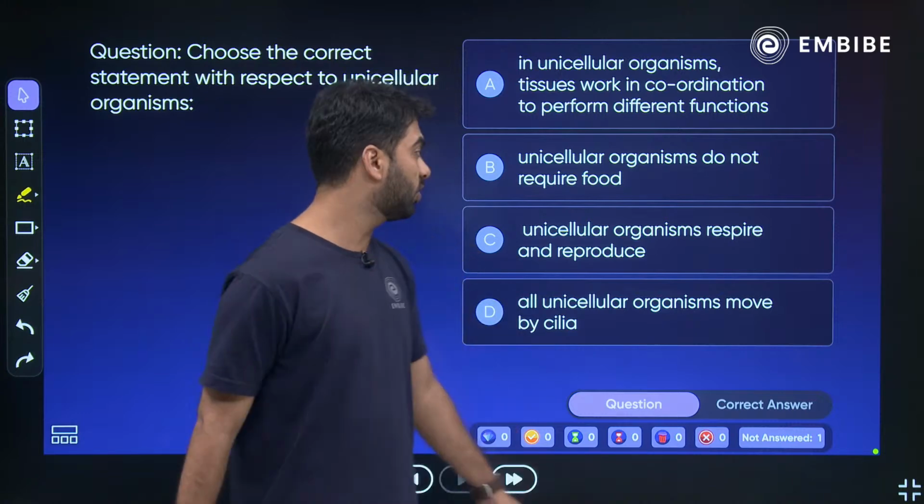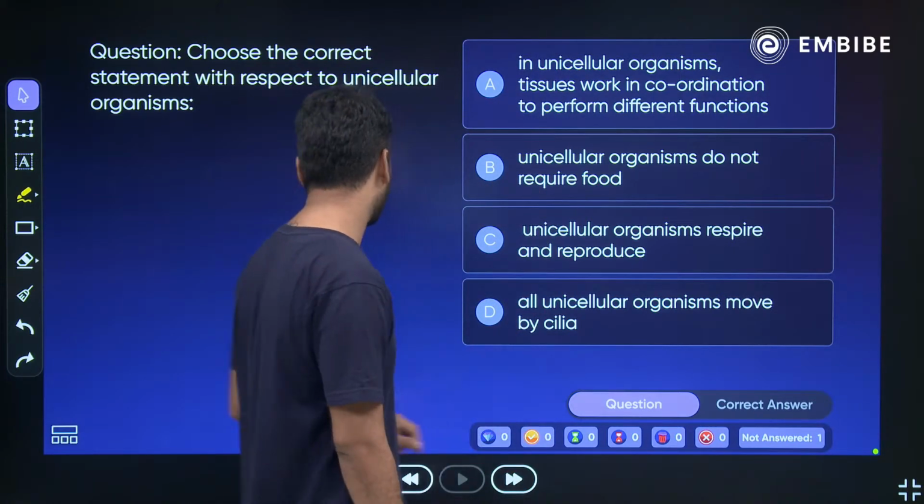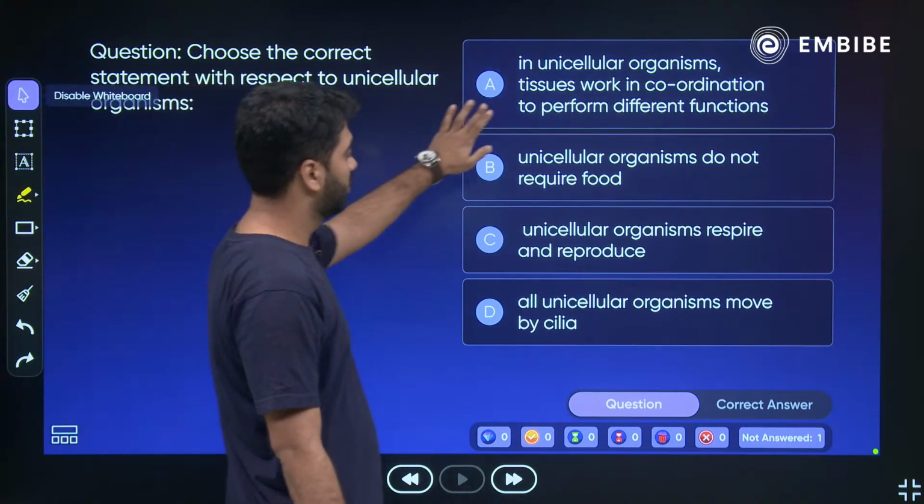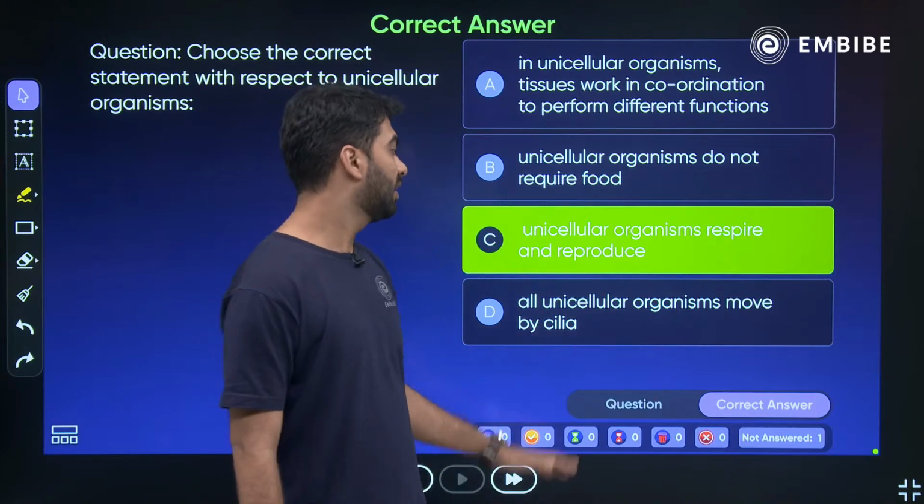Hi Arathi, very good evening, very good afternoon. So you are saying A is the correct answer. Let's see Arathi, I'll go with you. So the correct answer is not A, it is C.